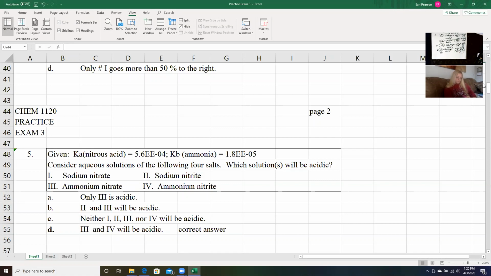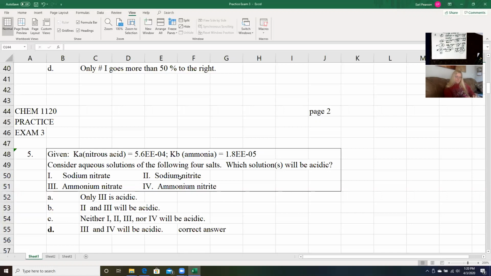So you can see how you should make your comparisons. Look at the salts and see how you make them. Each salt is going to have an acidity based on which of the two, the acid or the base, was stronger when it was made. And this one, sodium nitrate, doesn't hydrolyze at all. It's a strong base and a strong acid, so it's neutral. I can eliminate everything that had number 1 in it.